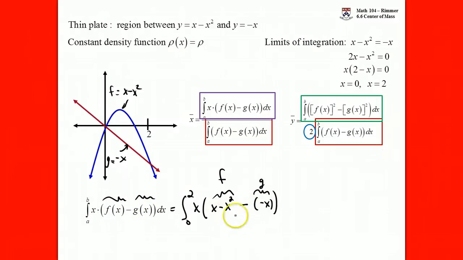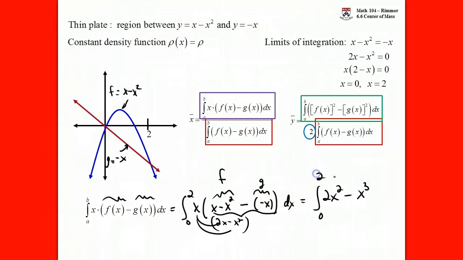It simplifies to be 2x minus x squared, because the minus is a plus. So what we're really integrating is these guys multiplied. Let's go ahead and distribute: 2x squared minus x cubed. That's all it is, from 0 to 2. This is plug-in and chug. I'm sorry about this, but we have to go through it. 2x cubed over 3, and x fourth over 4, from 0 to 2.